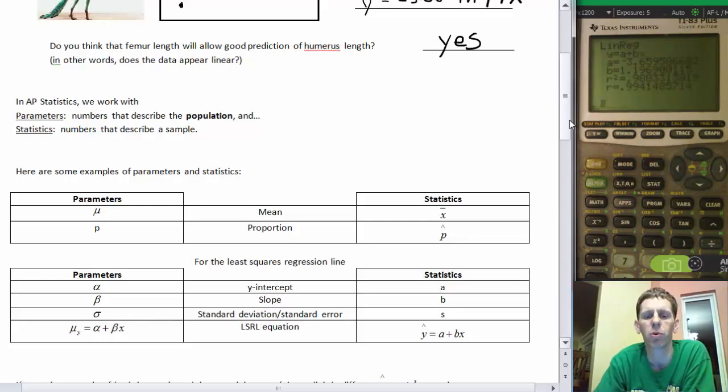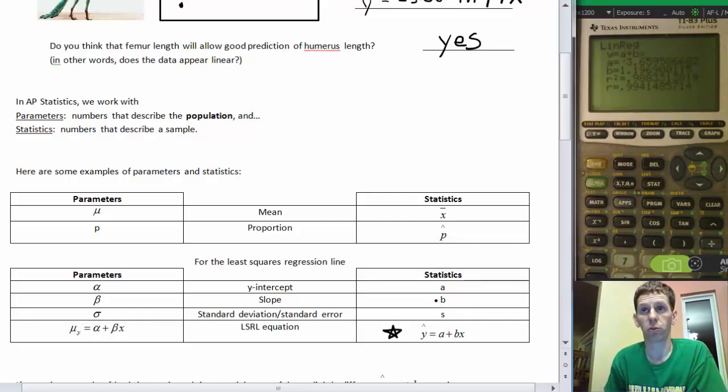Now in this unit, we're going to be working with the least squares regression line. You're probably familiar with the equation at the bottom that I'm going to put a little star next to, y hat equals a plus bx. This is based on data that was collected from a sample.